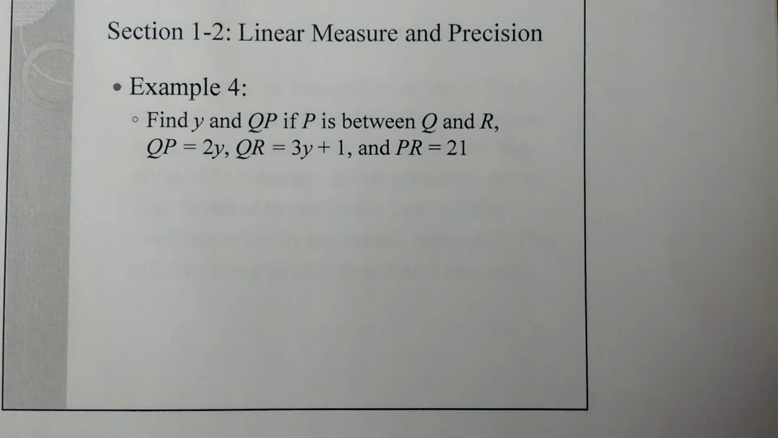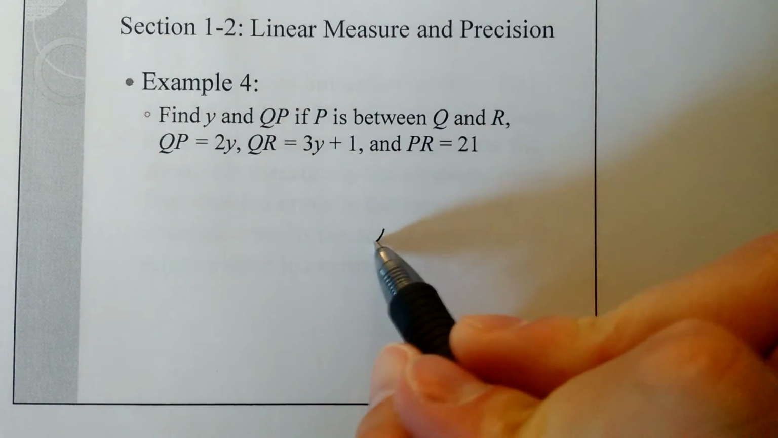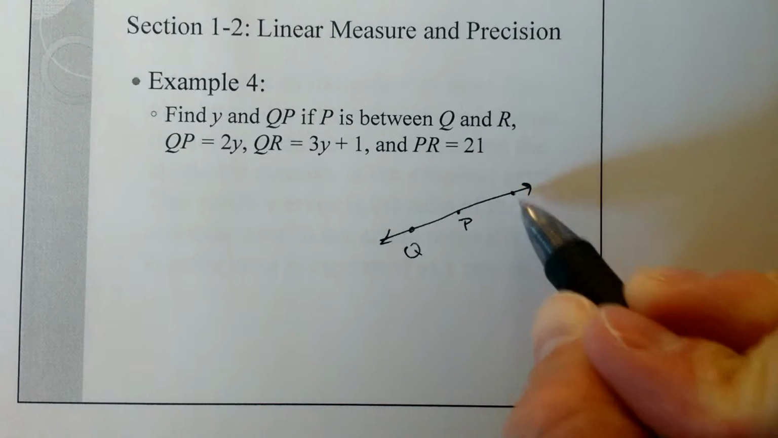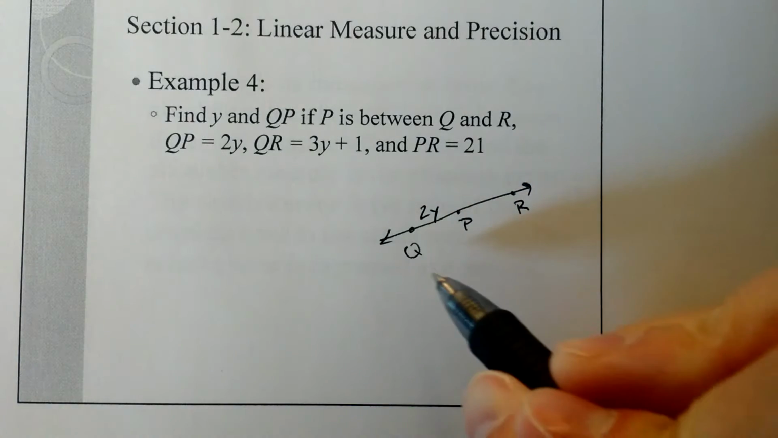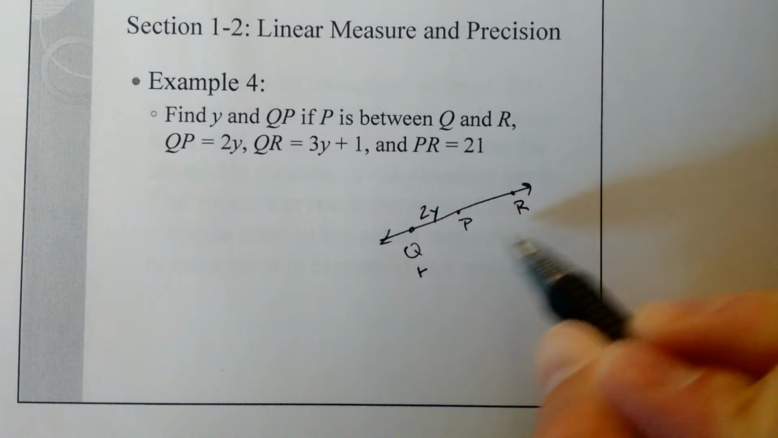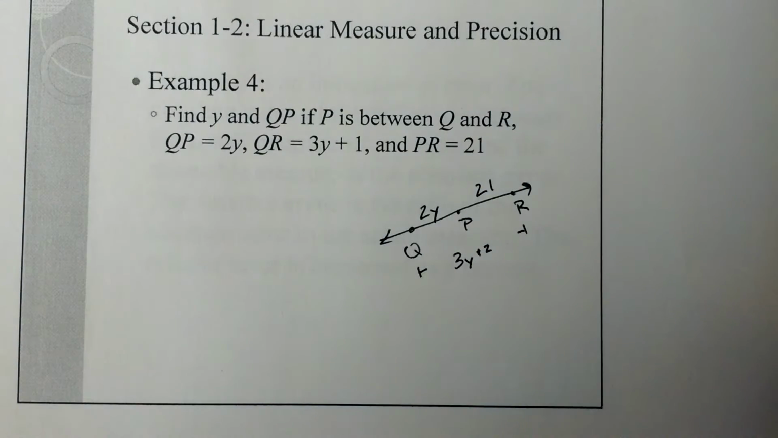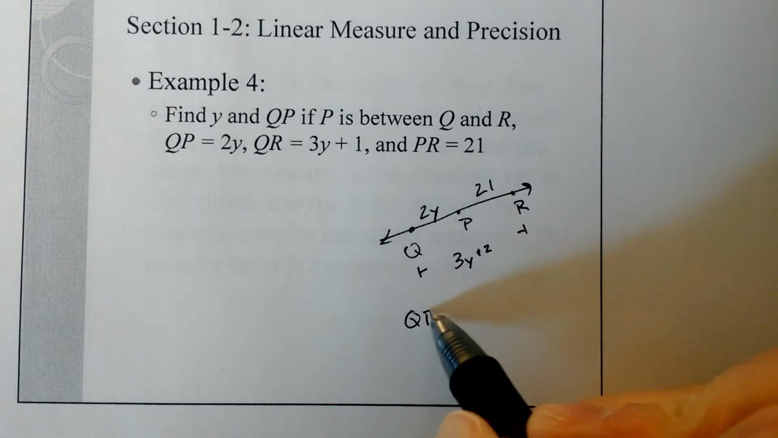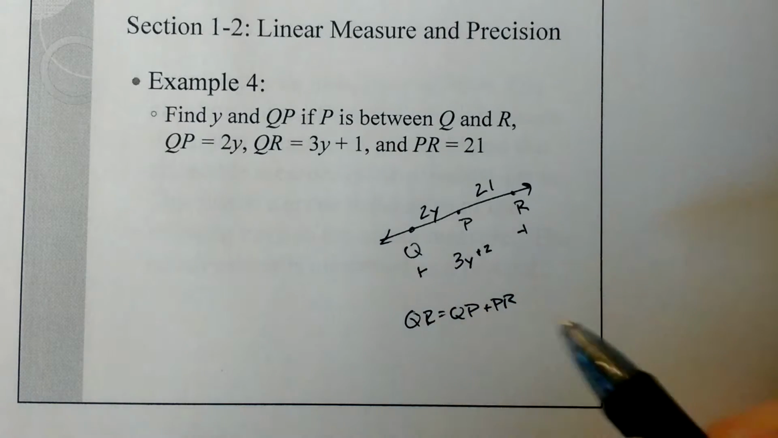Alright, so example 4. This time it doesn't give you a picture. It says find Y and QP if P is between Q and R. So we'll draw a picture. Here's a line, here's Q, here's P, here's R. It tells you that QP is 2Y, QR, which is the full thing here, is 3Y plus 2, and PR is 21. So I set it up: the full thing, QR, is equal to QP plus PR. Two parts add up to the total.